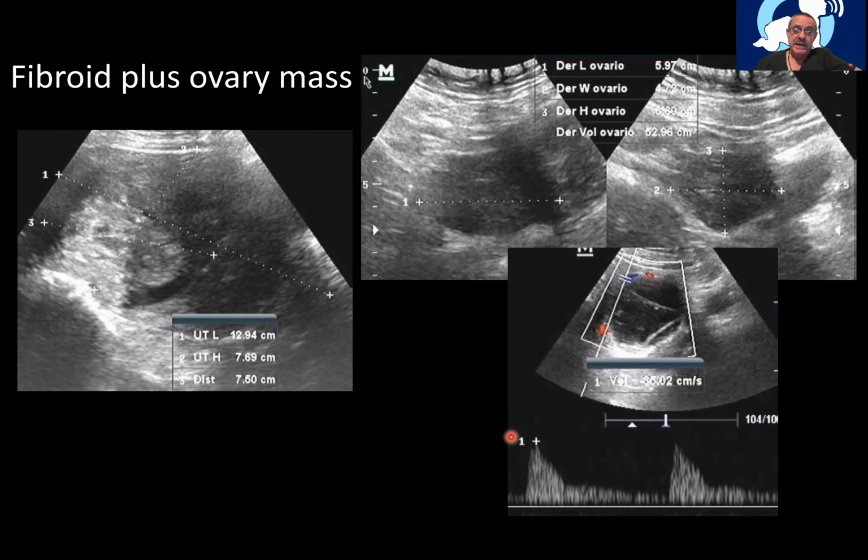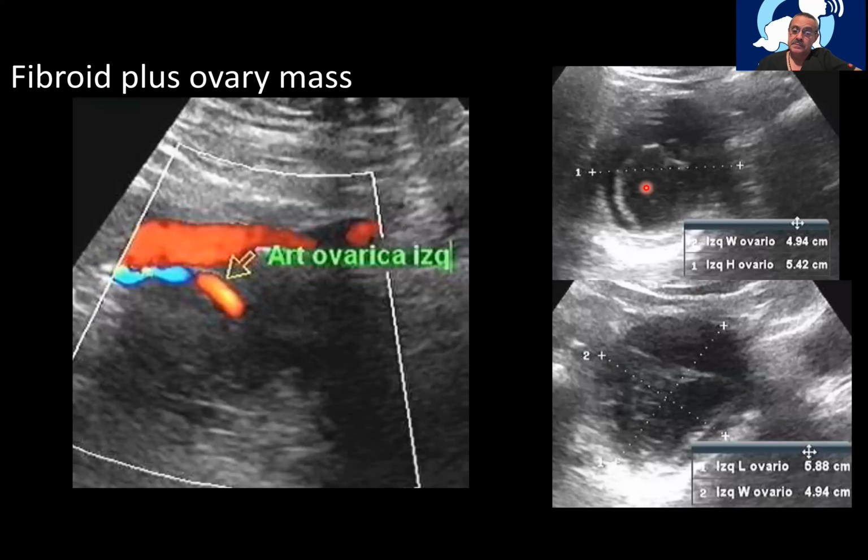And anybody can have two things, two diagnoses, two problems, two findings. Here we find a uterus with fibroids plus an ovary mass. Uterus with fibroids and an ovary mass.